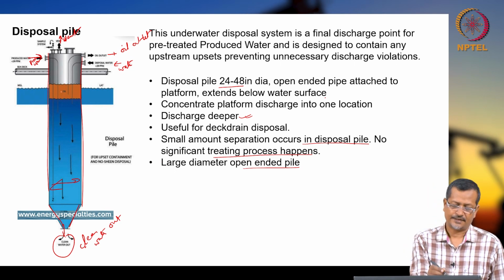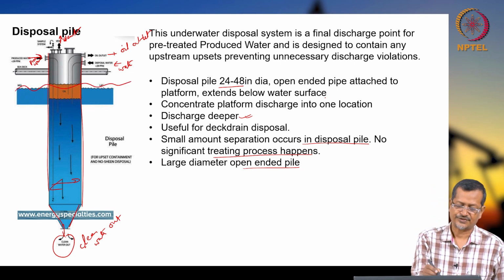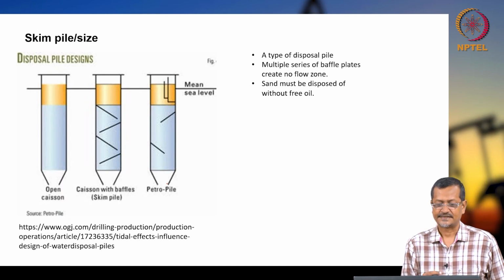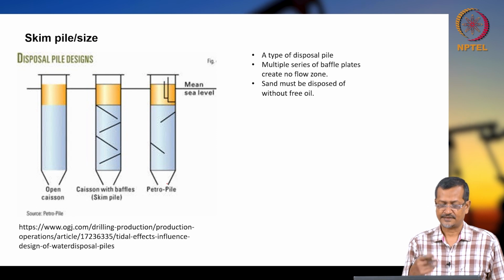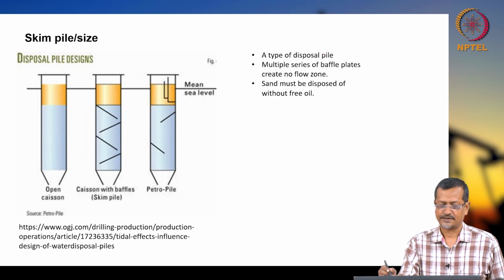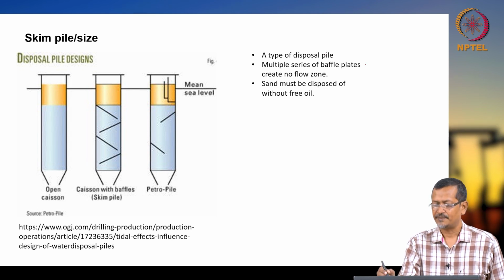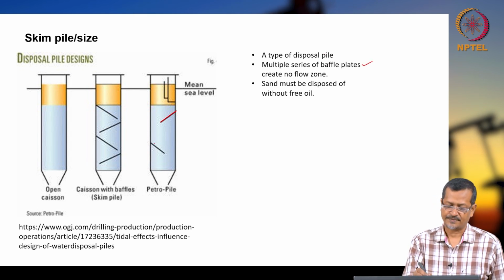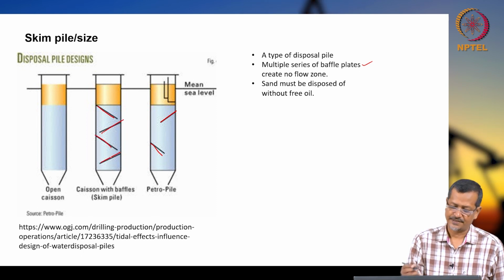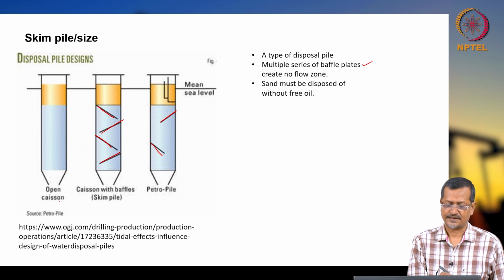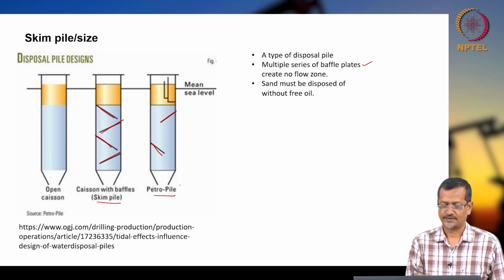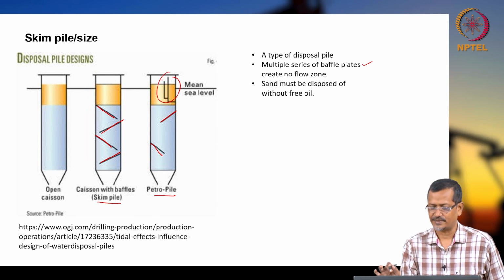This is your wave action here, the water level. One of the disposal piles is called a skim pile. In a skim pile, some separation will be going on. So, a type of disposal pipe is called a skim pile. A series of baffle plates will be there, like these are baffle plates. The left one is an open caisson, there is no baffle plate. The second one they are calling a skim pile, the third one a petro pile. So, there is some other mechanism also available there.